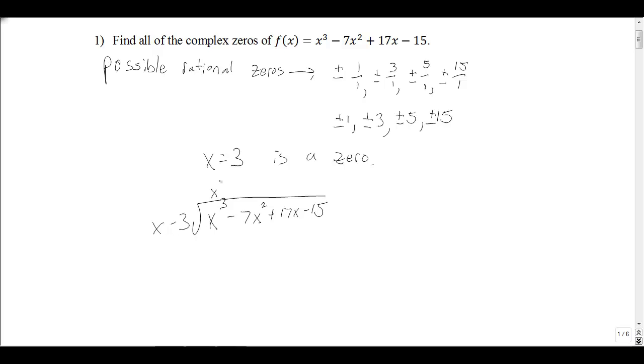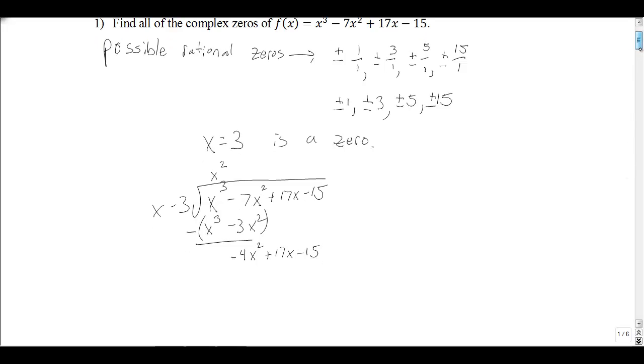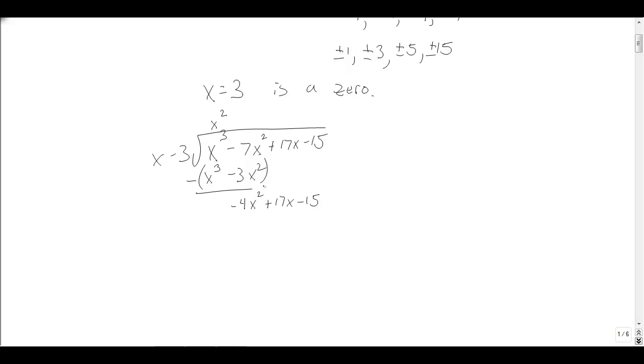X times x squared gives me x cubed. X squared times x is x cubed. X squared times negative 3 is negative 3x squared. And I want to subtract this. X cubed minus x cubed is 0. Negative 7x squared minus negative 3x squared is minus 4x squared. Let's get some more space. And then x times what is negative 4x squared? That would be negative 4x. Negative 4x times x is negative 4x squared. Negative 4x times negative 3 is plus 12x.